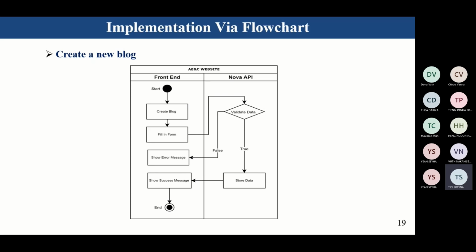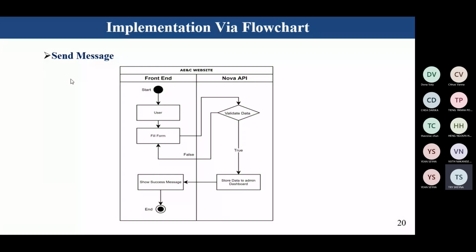First, I will show you about creating a new block. It's all about admin performing group operations. We can start from creating a block and filling in the form, and then the Nova API will validate the data. If the data is true, we store the data. If the validation is false, we show an error message.